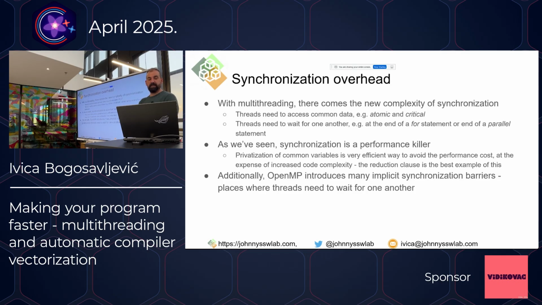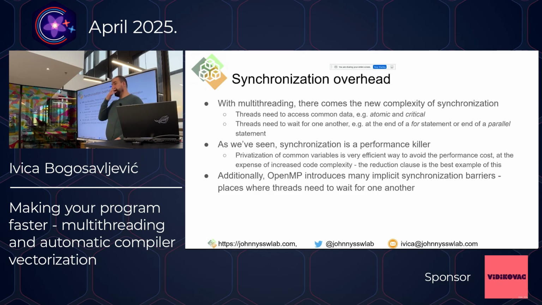The next thing is synchronization overhead. If you remember, there is the OpenMP atomic and critical pragmas: atomic is an atomic operation, and critical is a mutex. The problem with these constructs is that mutexes are performance killers. The solution for that is privatization. We use it in reductions and with histograms. Every time you can, you should strive to avoid synchronization and have private copies of your variables just to avoid this.